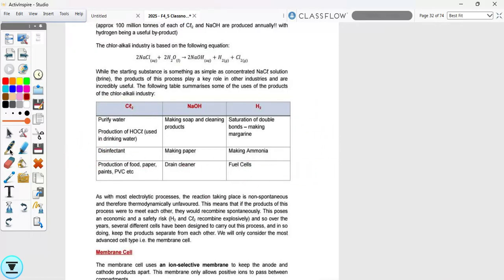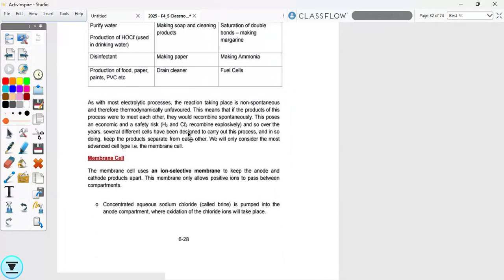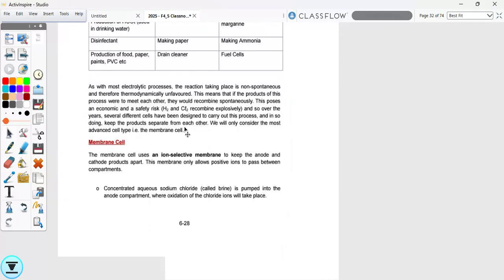So yeah, there were three of them. There was the membrane cell, there was the diaphragm cell, and there was the mercury cell. The diaphragm cell used asbestos in between the two things. The mercury cell, we know mercury causes people to go crazy, so it's poisonous, so they don't use the mercury cell anymore. So the only one that you guys need to learn now is the membrane cell.